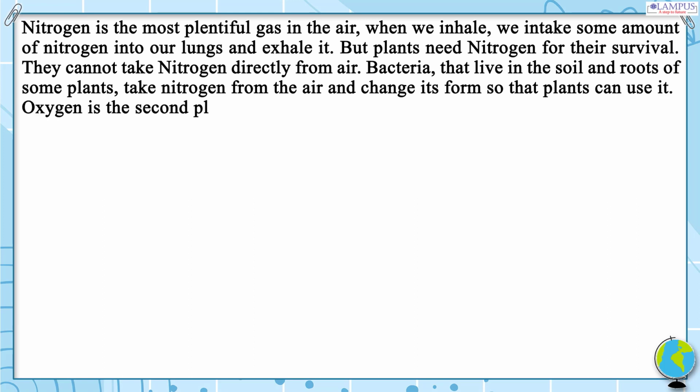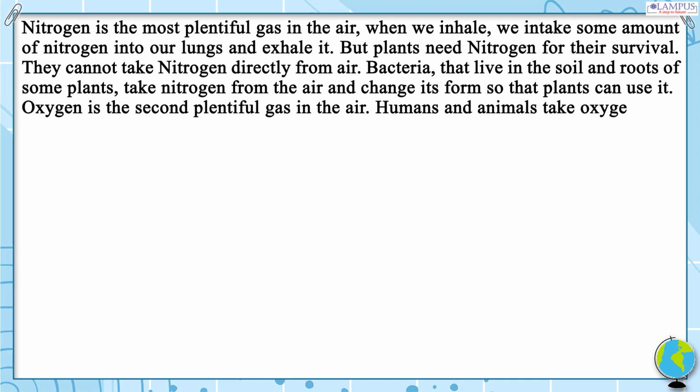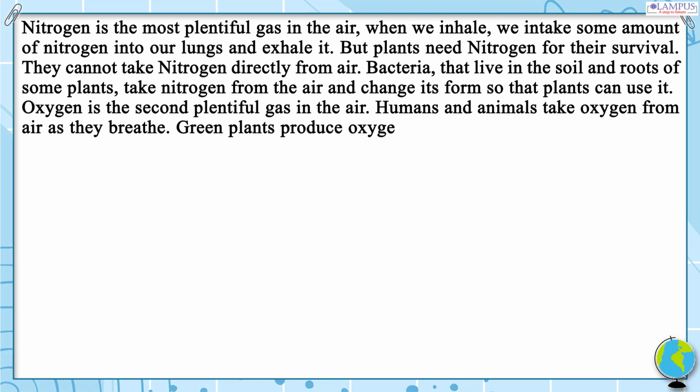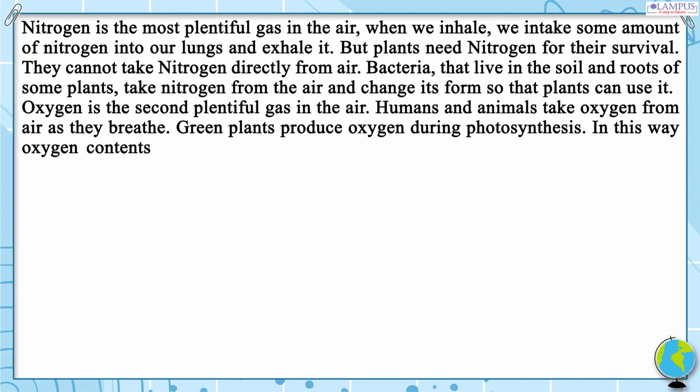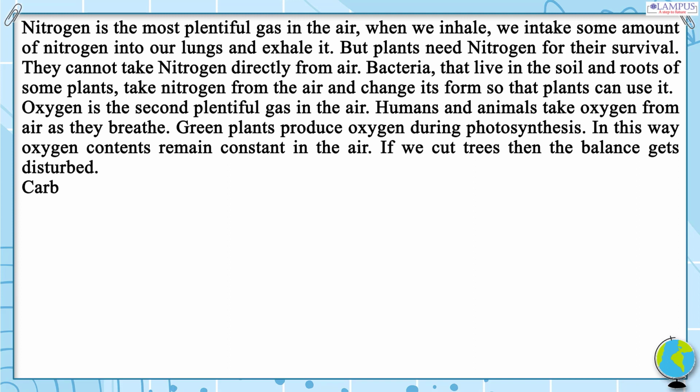Oxygen is the second plentiful gas in the air. Humans and animals take oxygen from air as they breathe. Green plants produce oxygen during photosynthesis. In this way, oxygen content remains constant in the air. If we cut trees, then the balance gets disturbed.